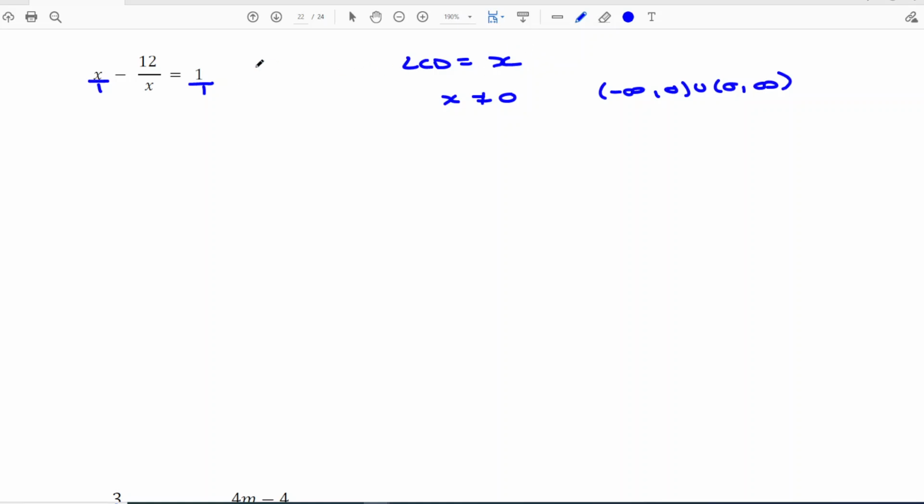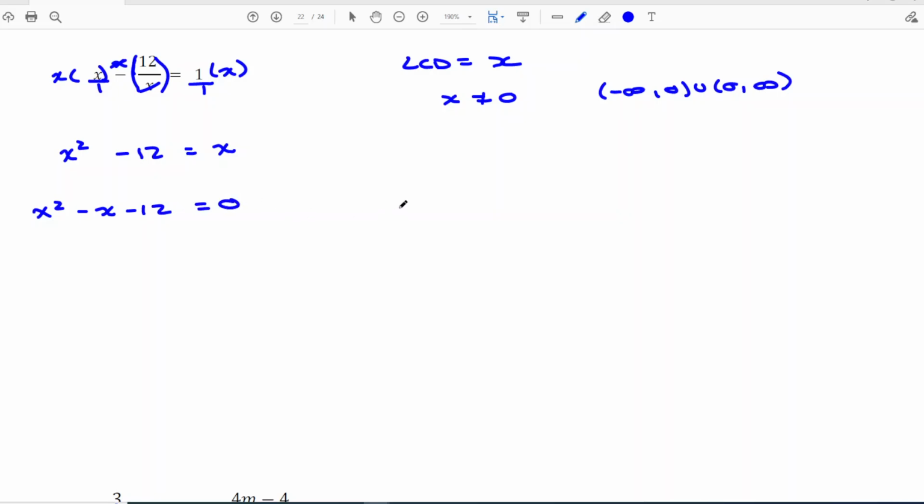So I'm going to take that lowest common denominator and I'm going to multiply every term in the equation by x. I'm going to be left with x times x is x squared. And then here, the whole point was to destroy that denominator, and I'm left with a minus 12. And then 1 times x is x. Then you have to ask yourself, what type of equation am I left with? It's no longer rational, and it's either going to be quadratic or linear. Because the highest exponent is 2, it's a quadratic. To solve it, I'm going to make it equal to 0.